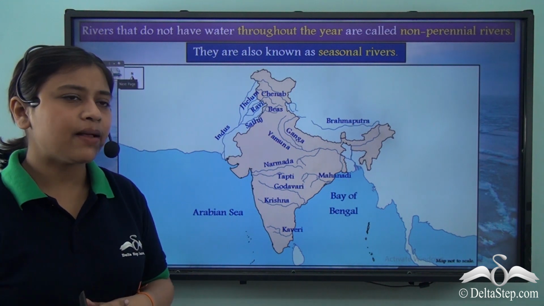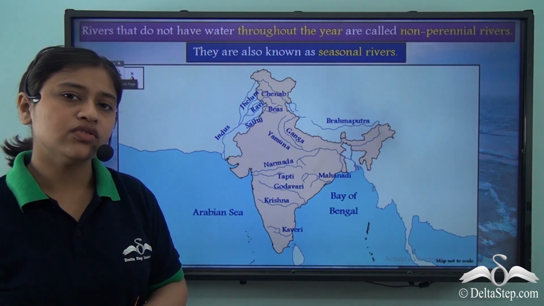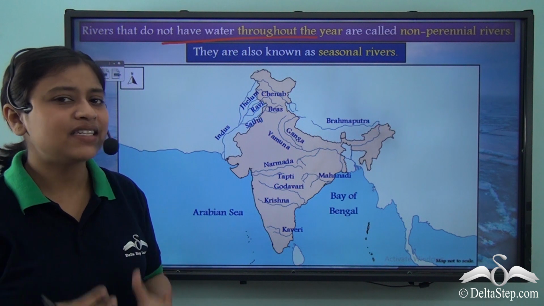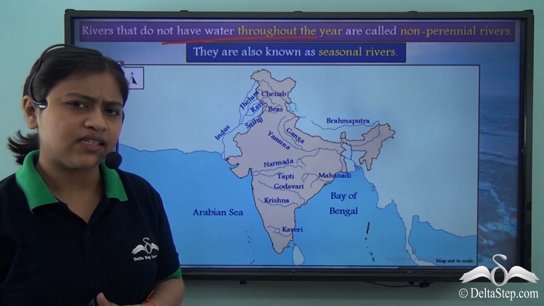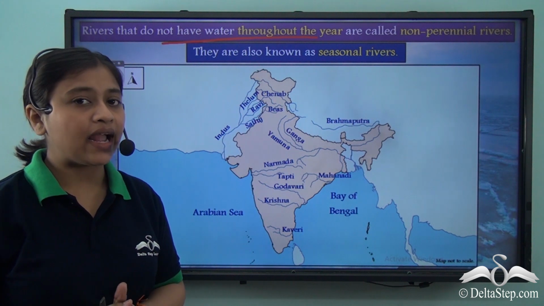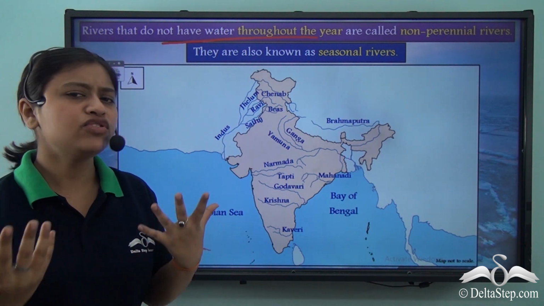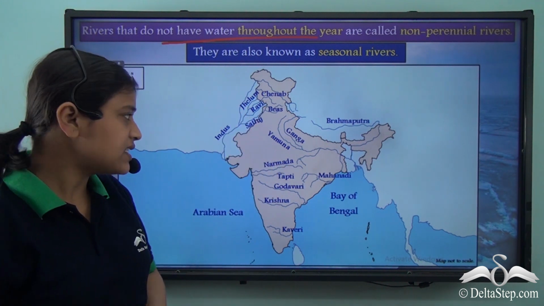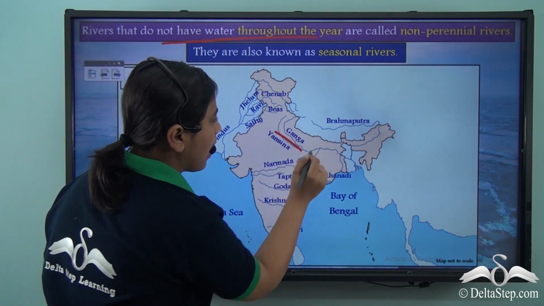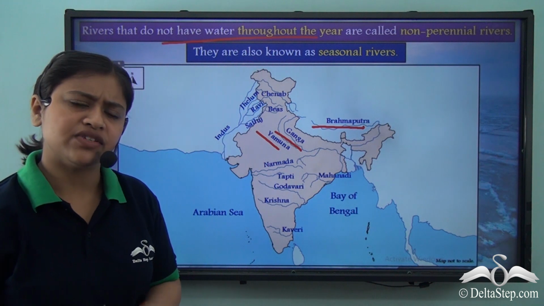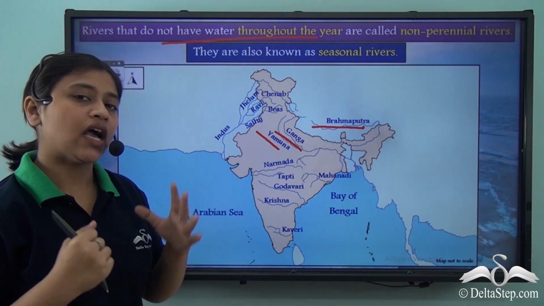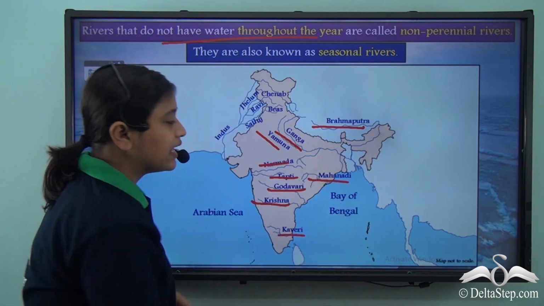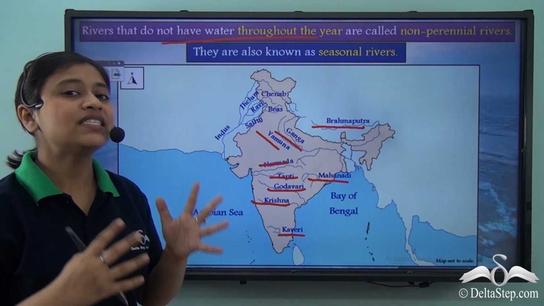Therefore, how do we define them? Non-perennial rivers are those that do not have water throughout the year. And they are also known as seasonal rivers because in the rainy season they have abundant amount of water, while when the rainy season is over they tend to dry up or have less water. Now, when we take a look at the map of India, we see that Ganga, Brahmaputra, Yamuna, these rivers are perennial rivers. On the other hand, rivers like Krishna, Godavari, Narmada, Tapi, Mahanadi, Kaveri, these rivers are non-perennial or seasonal rivers.